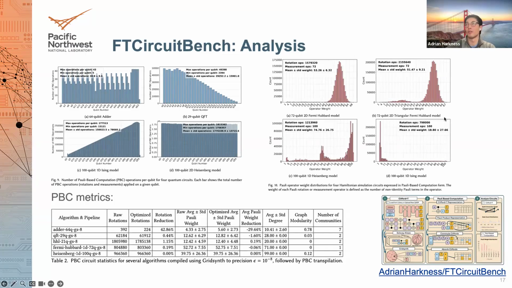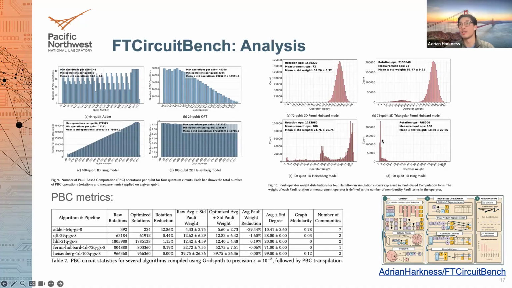This is another representation of our PBC operator weights. Over here on the x-axis, we have the actual weight of the operator, and the y-axis is number of counts. So it's a histogram over weights. And we can see that these are all Hamiltonian simulation circuits, right? But they look quite different from one another.